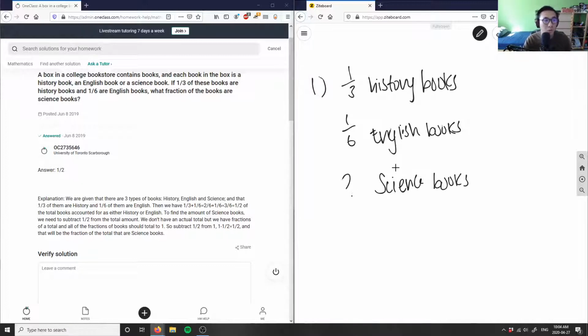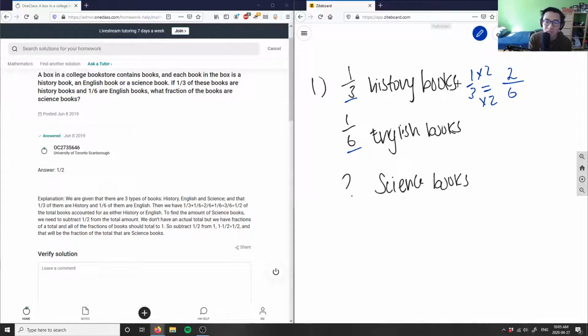What we're going to do is use something called the least common denominator. If you look at the denominators here, I have 3 and 6, so we have different denominators. We want to convert them into the least common denominator. In this case, 3 and 6 have a least common denominator of 6. So I would change 1/3 into something out of 6. To do that, I have to multiply the top and the bottom by 2. 1 times 2 is 2 out of 6. So history books, 1/3 of them, are 2/6.